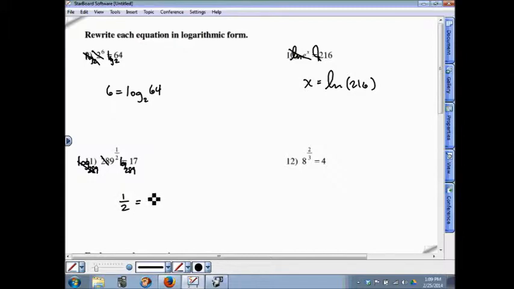So you have 1/2 equals log base 289 of 17. Here we're going to use a log base 8. 2/3 equals a log base 8 of 4.